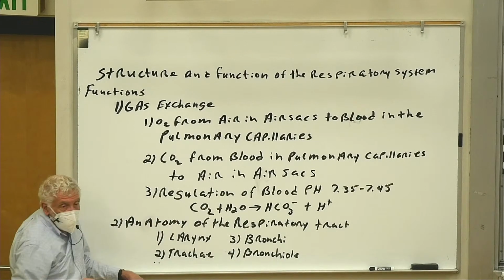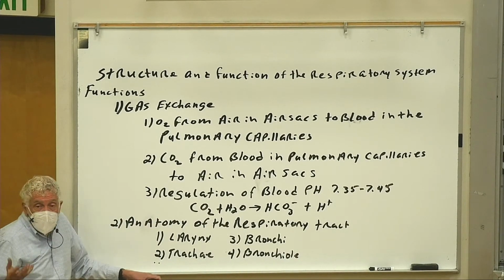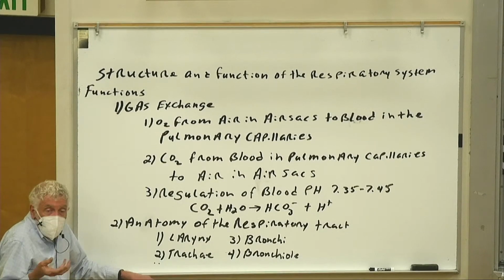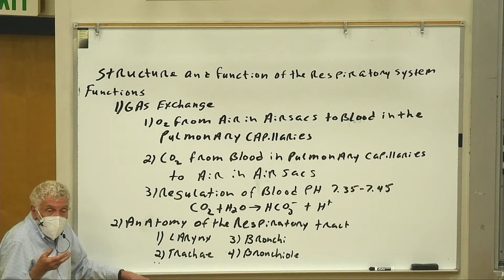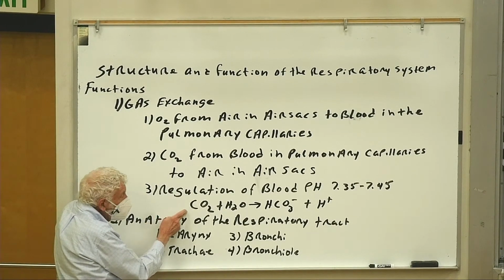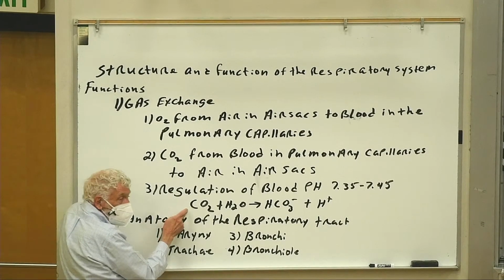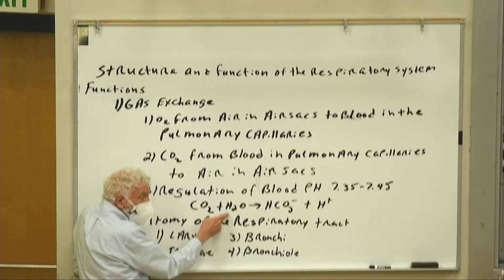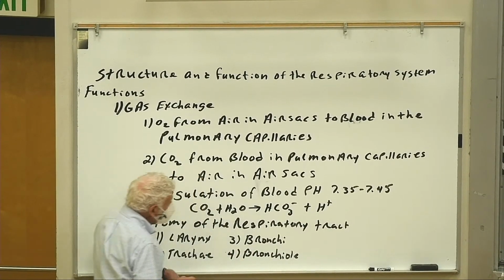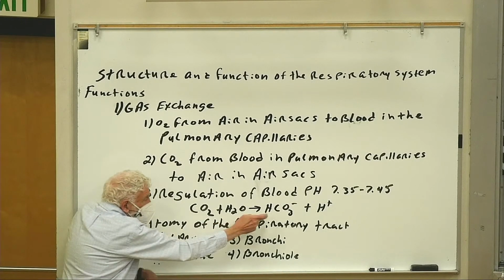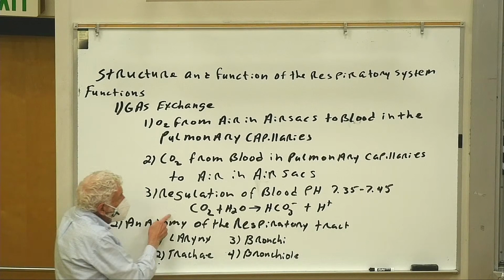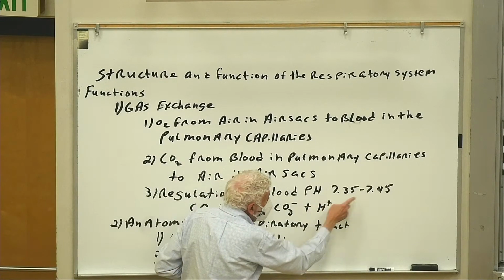But of course, where does the carbon dioxide come from? It's a waste product produced from the final electron acceptor of cytochrome c, and we generate carbon dioxide. That carbon dioxide is soluble in water, and it can form carbonic acid, which then dissociates into bicarbonate and hydrogen ion. It's this bicarbonate that's functioning as a buffer, maintaining the blood pH between 7.35 and 7.45.